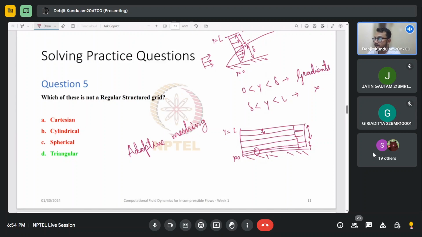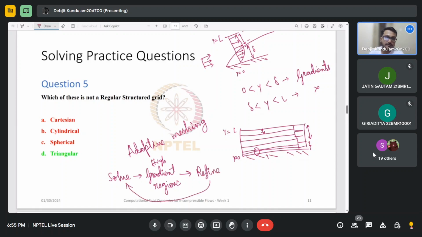So what happens here is we first solve for getting an intermediate solution. Then from that solution, we can find out where the gradients are high. So high gradient regions we can identify. Then we go ahead and refine those regions and then recalculate. And we do this iteratively. So in this way, we can get a very accurate picture of whatever is going on.